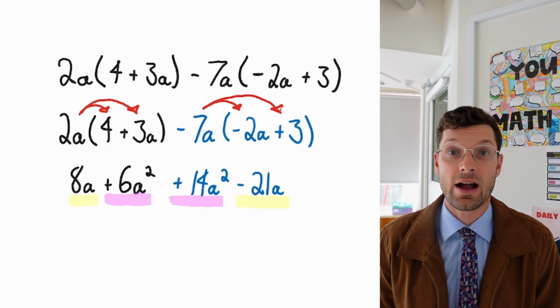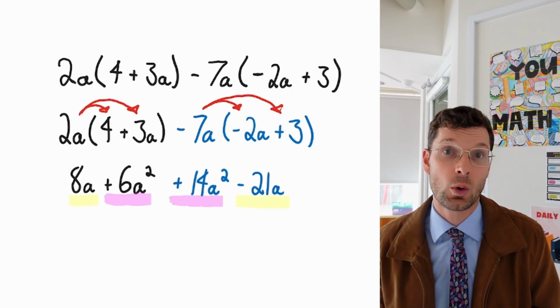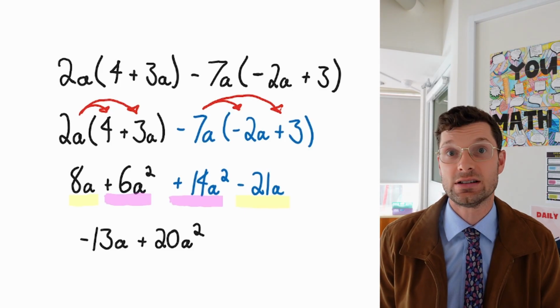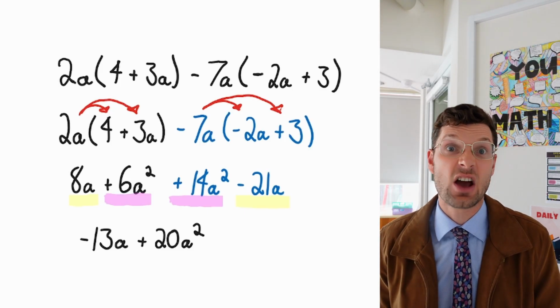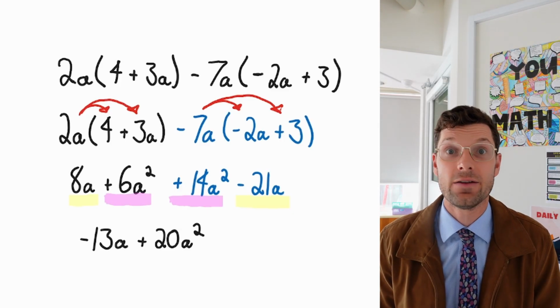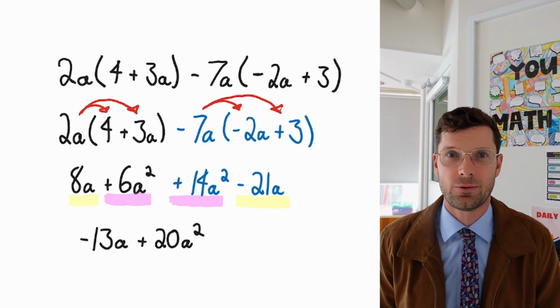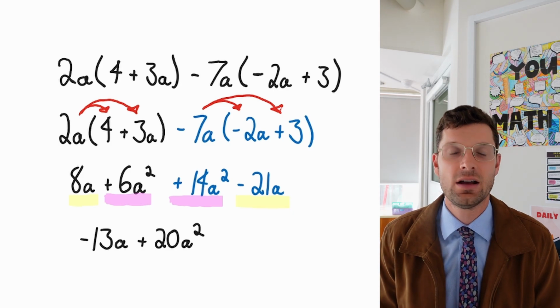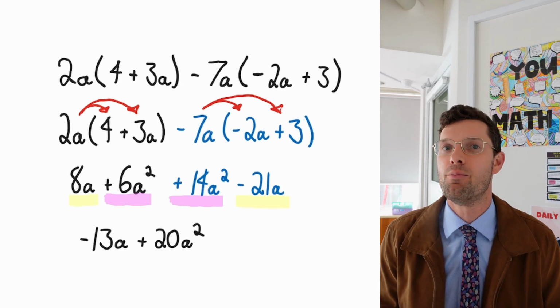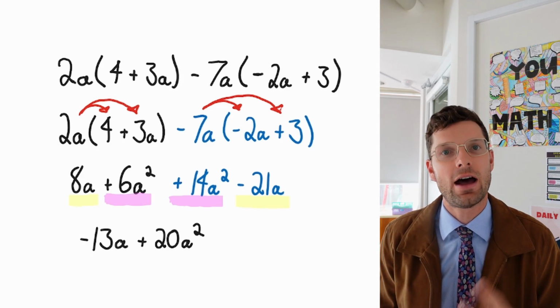Again, I've got to collect my like terms. I've got 8a and negative 21a, so this becomes negative 13a, plus 20a squared because the other two are both positive. This is kind of the hardest type of question you can get for expanding brackets before we get to fractions, so please just make sure you're not getting tricked by that negative number. The negative has to multiply by both terms, even when there are two brackets.